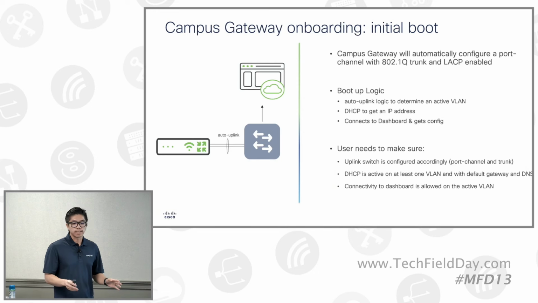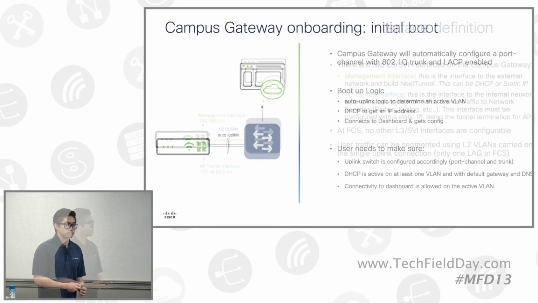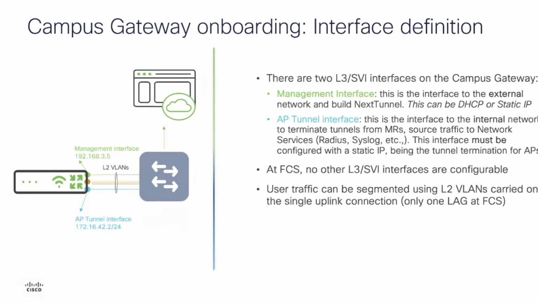Don't worry about what VLAN it does choose, because you can change that in the onboarding flow where you can say which IP addresses you want to use for each MCG. Just make sure that when you do the MCG deployment, like I said, you have the port channel configured, and make sure DHCP is active on at least one VLAN with outside connectivity to dashboard. Yeah, so next we do have the 2 interfaces that we need for MCG when you do configure this.